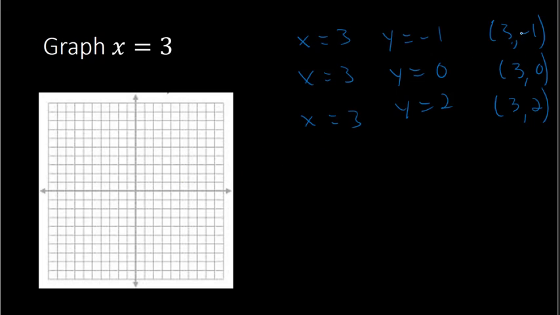So if I were to try graphing some of these, x is 3, y is negative 1. That'd be right here at that point. 3, 0 is right here. 3, 2 is right here. Connect those dots, and I have a vertical line in this case that goes through all 3 of those points. So with this vertical line right here at 3, y can be anything, but x will always be 3. Alright, it doesn't matter what y is equal to, x will always be 3.